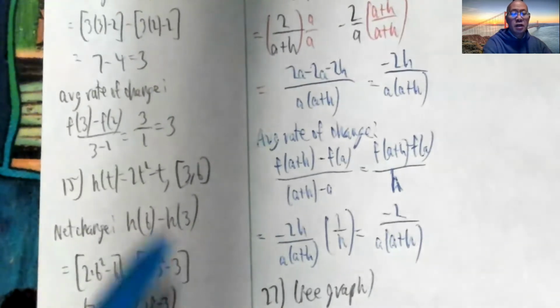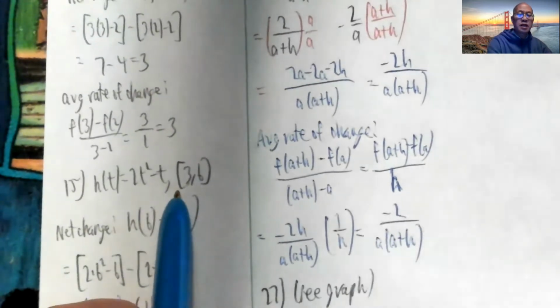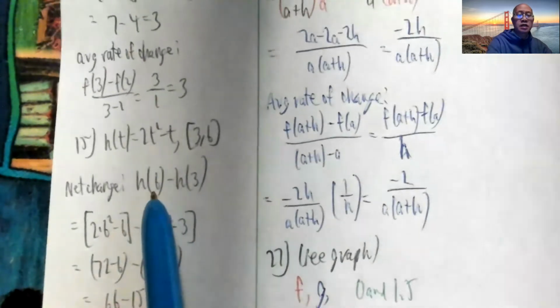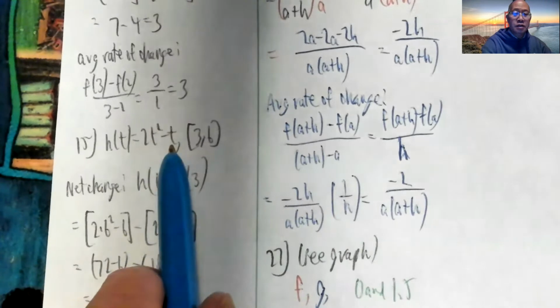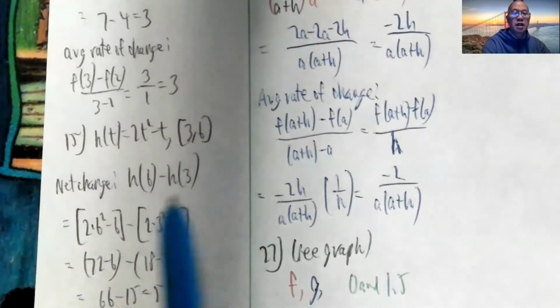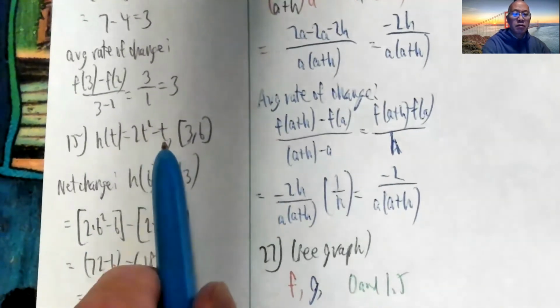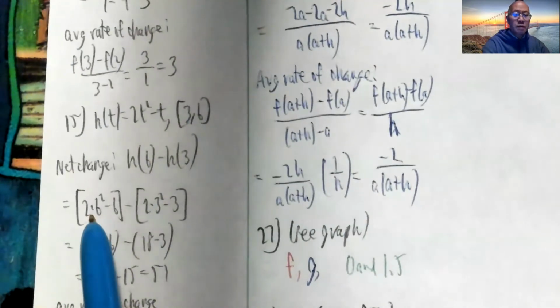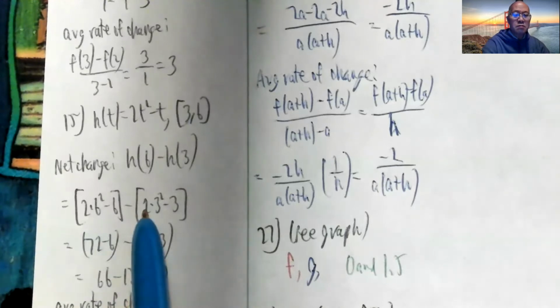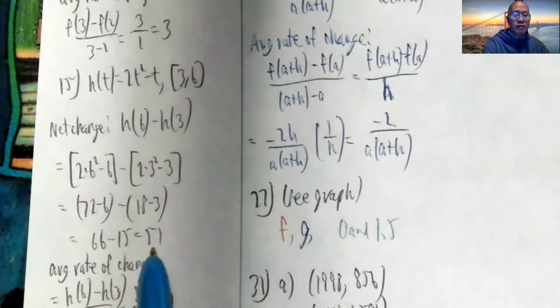15, h of t is 2t squared minus t from 3 to 6. The net change is h of 6 minus h of 3. H of 6, put 6 here and 6 here. 2 times 6 squared minus 6. H of 3, put a 3 here and here. 2 times 3 squared minus 3. 2 times 36 is 72 minus 6. 2 times 9, 18 minus 3. 66 minus 15, 51.